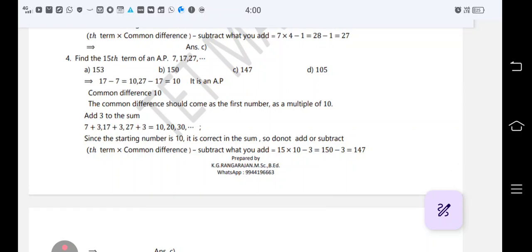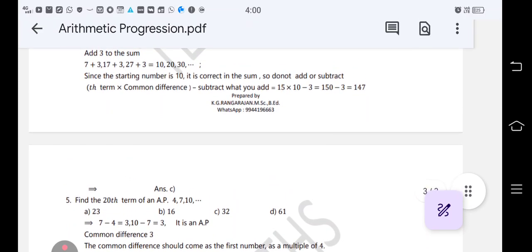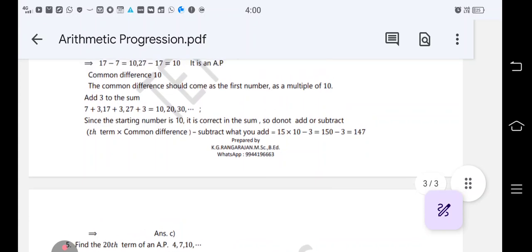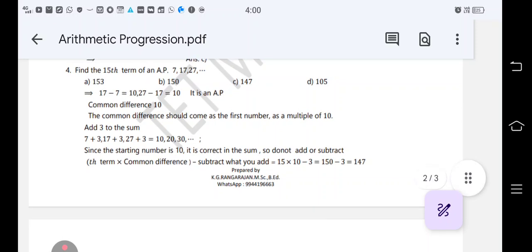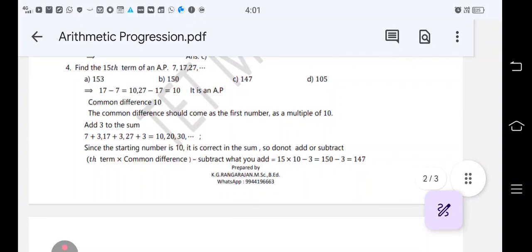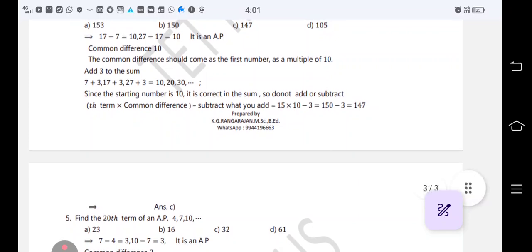The common difference should come as the first number, as the multiples of 10. But in the sum, what have we been given? 7. The starting number is 7. Therefore, we have to add 3 to the sum. 7 plus 3, 17 plus 3, 27 plus 3. That is 10, 20, 30, etc. Since the starting number is a multiple of 10, it is correct in the sum. So, we do not add or subtract anything.